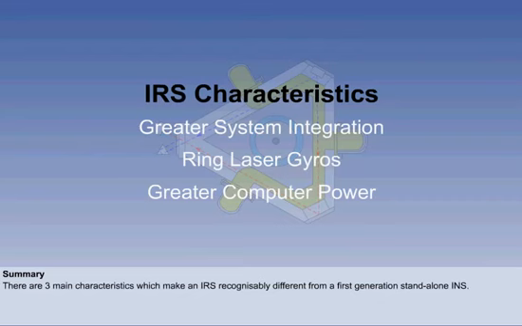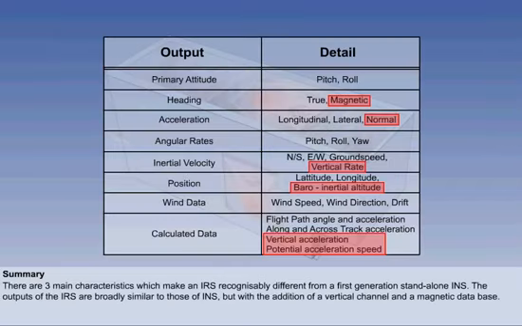Let's summarize what we've covered so far. There are three main characteristics which make an IRS recognizably different from a first-generation standalone INS. These are greater system integration, the use of ring laser gyros, and much greater computer power. The outputs of the IRS are broadly similar to those of the older INS, but with the addition of a vertical channel and a magnetic database.